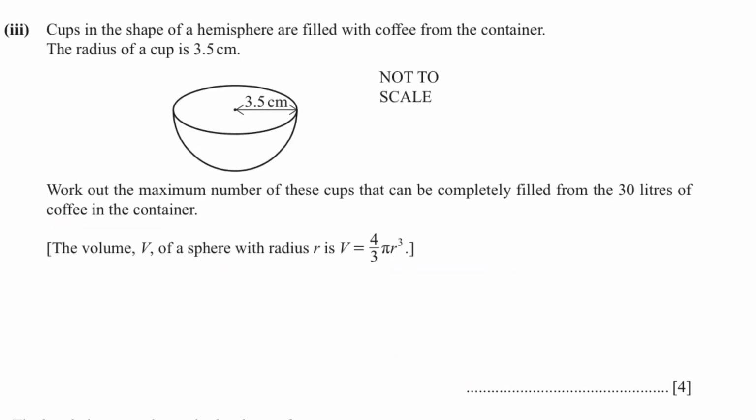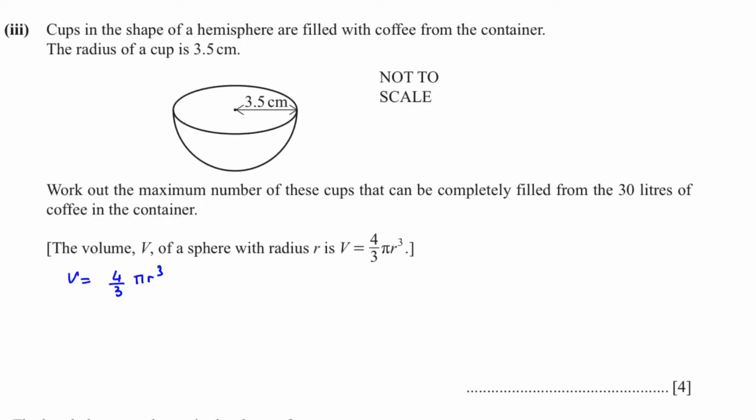Part 3. Cups in the shape of a hemisphere are filled with coffee. The radius of a cup is 3.5 centimeters. So this is the hemisphere. Work out the maximum number of cups that can be completely filled with the 30 liters of coffee in the container. The volume V of a sphere with radius r is V is equal to 4 over 3 pi r cube. This is the volume of a sphere.